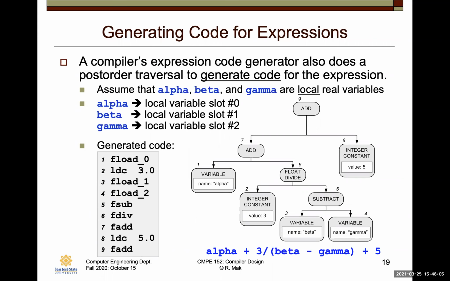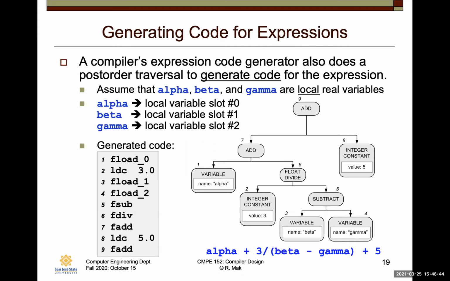So just as we did with the other back-end visit functions, each visit function knows what to do because each visit function corresponds to a particular type of node. Whenever it's a variable node, and it's for a real variable, we know it has to be some sort of fload instruction. And if it's a subtract node, we know we have to emit fsub. If the operands were integer, we would be emitting isub.